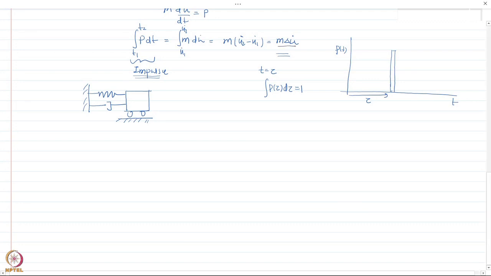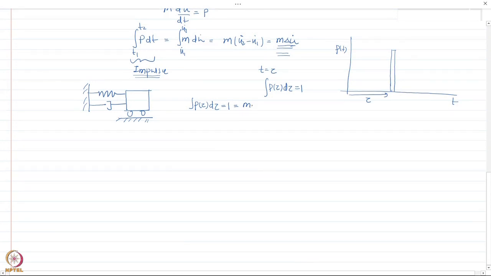It would lead to a change in momentum. So let us say this unit impulse, p(tau) times d tau, is equal to 1. And if initially I'm assuming that the system was at rest, after the impulse the velocity at time tau would be such that m times u dot of tau is equal to 1. I'm assuming that there was no initial velocity. So that tells me that u dot of tau is equal to 1 divided by m.